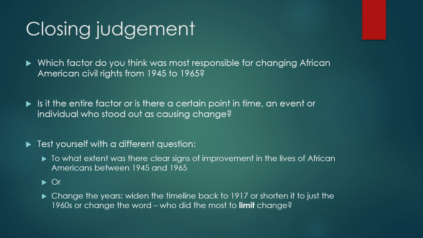But of course, you can always take this further as well. I have got a couple of potential other questions you could consider. So one was very similar to the one we did up to the start of the Second World War, which is: to what extent were there clear signs of improvement in the lives of African Americans between 1945 and 1965? We looked here at cause of change, but what actually was the real change they had? So again, you can go back to your political, social, and economic themes and really explore the extent that these things caused meaningful change for each of those themes.